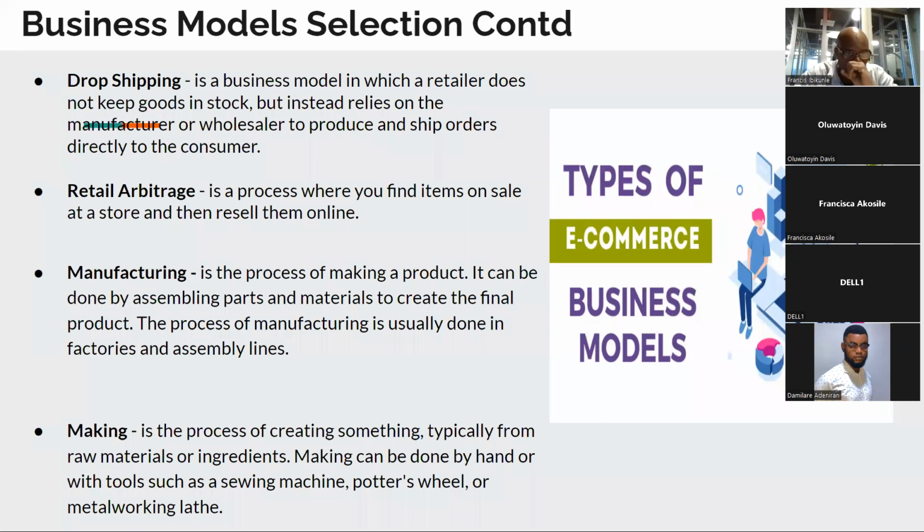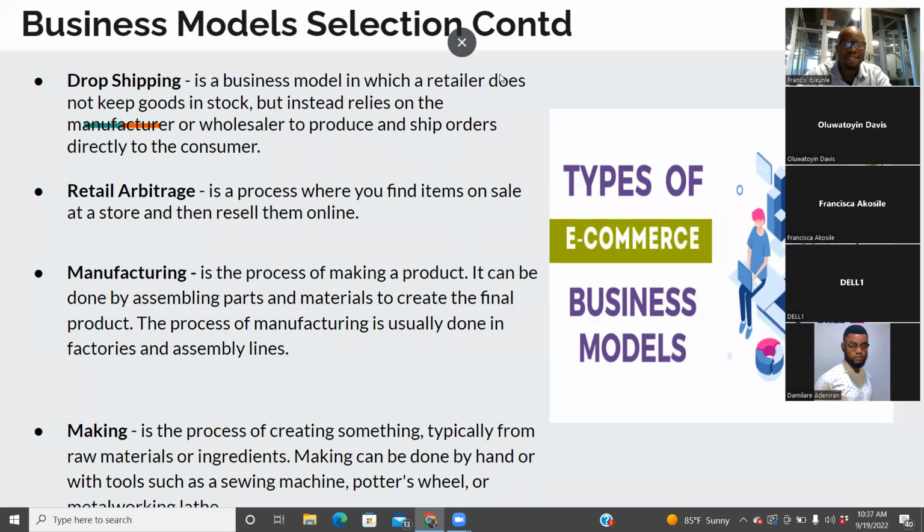So the first model we're going to discuss here is called dropshipping. Dropshipping e-commerce business model. It's a business model in which a retailer does not keep goods in stock, but instead relies on the manufacturer or wholesaler to produce and ship orders directly to the consumer. That is that business model. I think I missed out some business models. Anyway, I'll add them later.